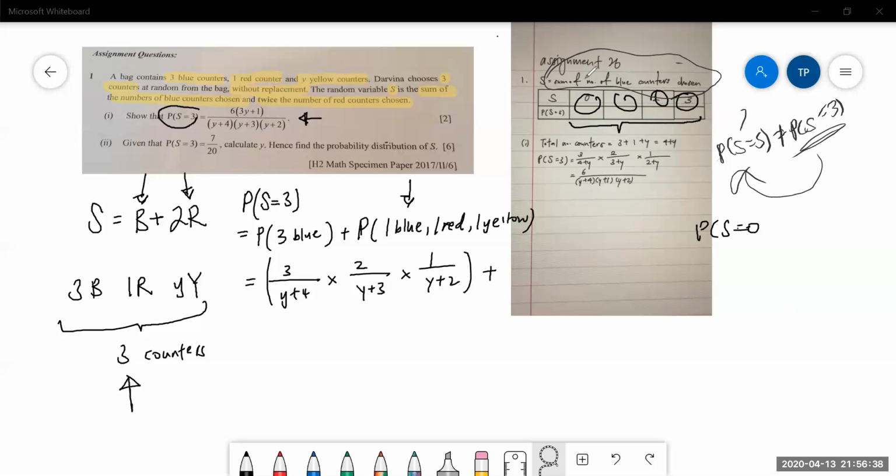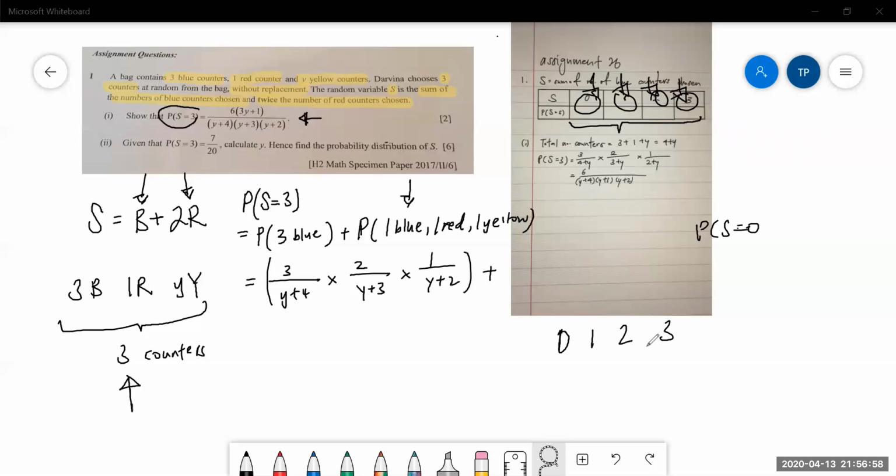Because to even put all these values here, you need to be able to know what are all the values of S. If you get 0 blue, 1 blue, 2 blue, 3 blue, what are the different scores of S that can be contributed because of this? But never mind, let's not go in that direction first.